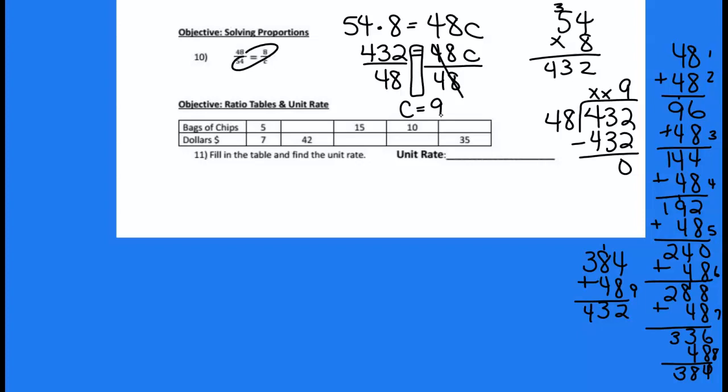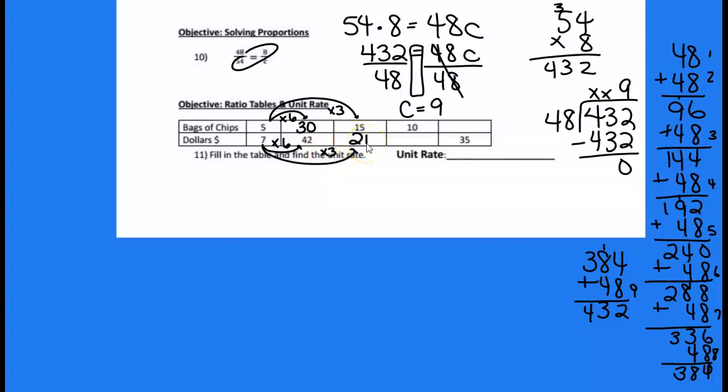Objective, ratio tables and unit rate. To fill in the blanks of a ratio table, you need to find a connection between two numbers. 7 times 6 gives you 42, which means 5 times 6 will fill in this missing space, and that's 30. Now for the next missing box, I'm going to look for the connection between 5 and 15. 5 times 3 is 15. 7 times 3 is 21.